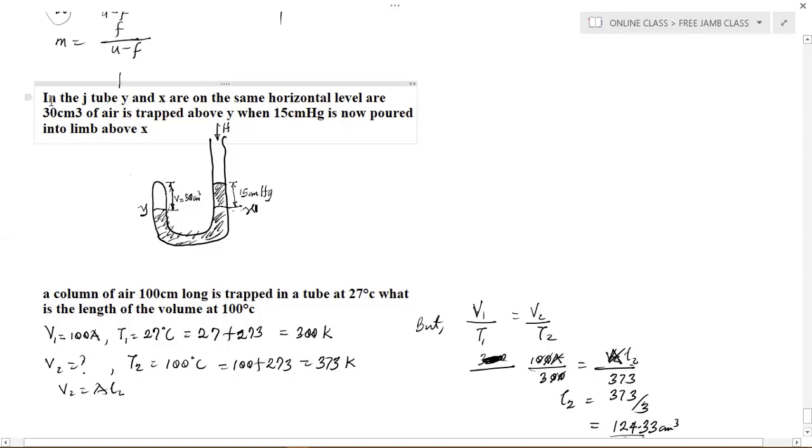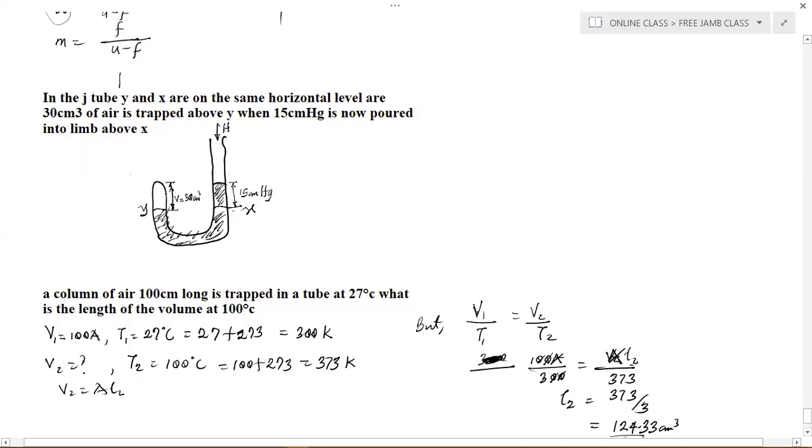They said that in the J2, the same level, 30 centimeters above Y, when 15 centimeters now falls into the lane above X, was the volume. Is that the question? Yes, that's the question.